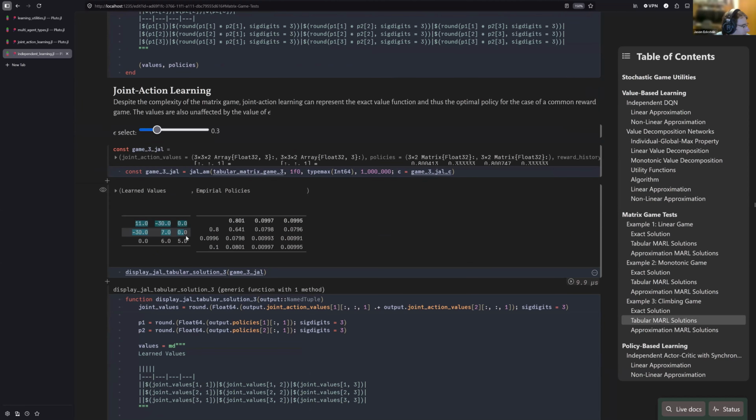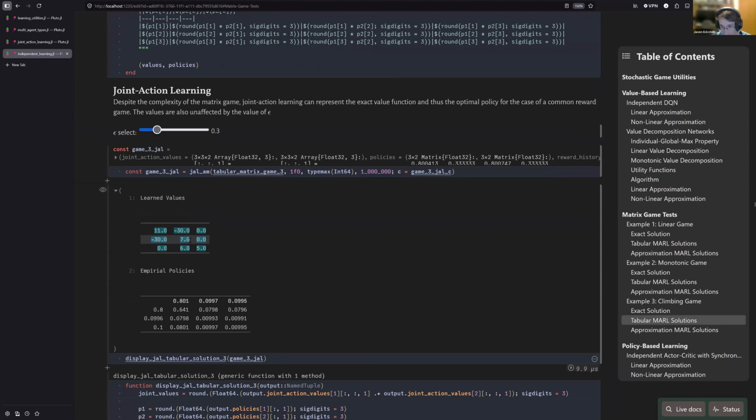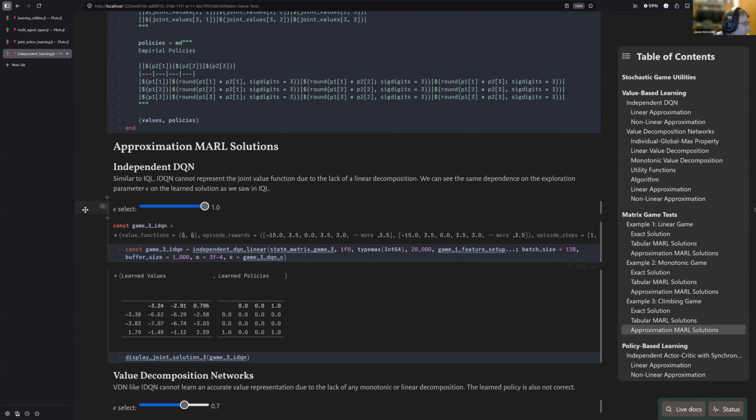But if we do joint action learning, again, a technique from the first half of the book, it has no problem learning the exact value function here. We already know this is a solvable problem, actually learning the action values.